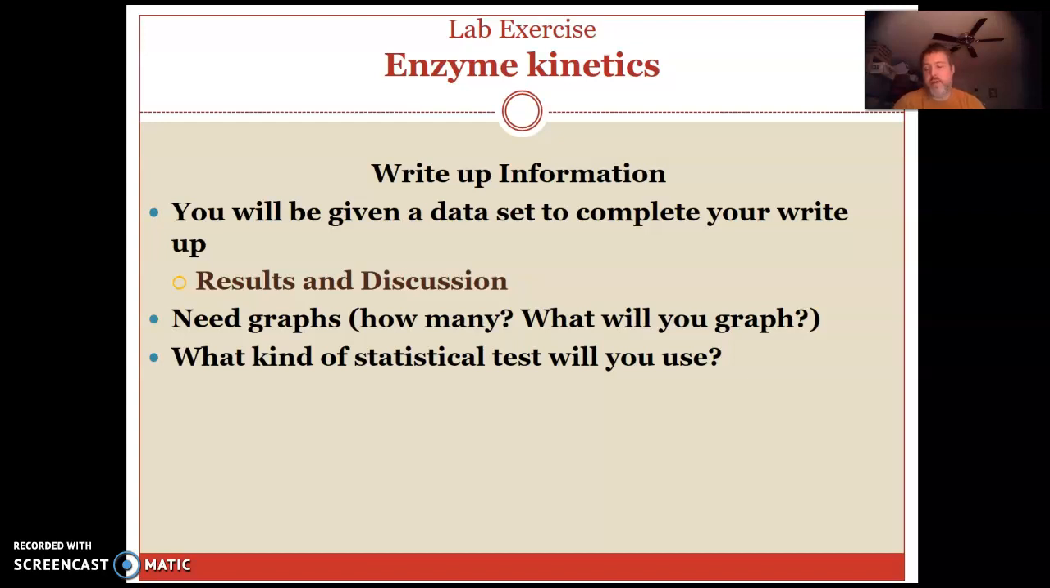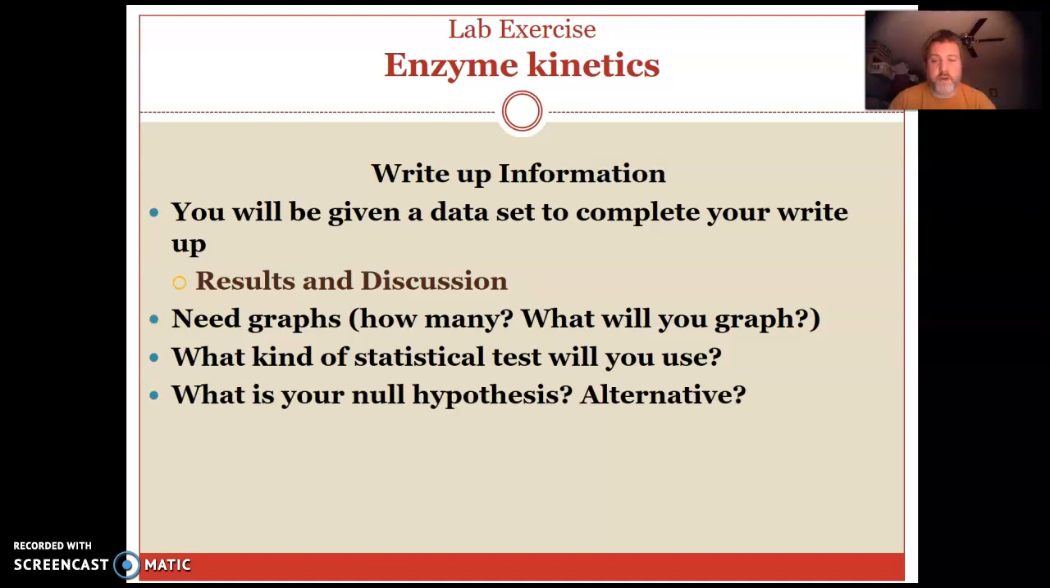All right, are you looking at two different sets of data and comparing their means? Then probably going to want to do a t-test. If you're looking at more than two sets of data, you're probably going to want to do an ANOVA, that sort of thing. So what's your null hypothesis?